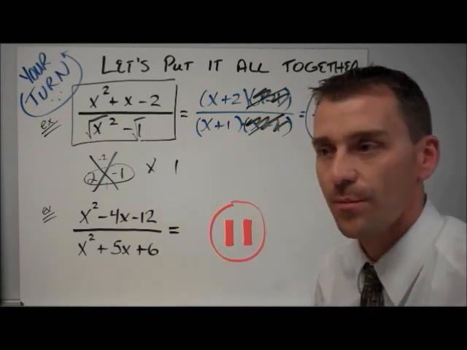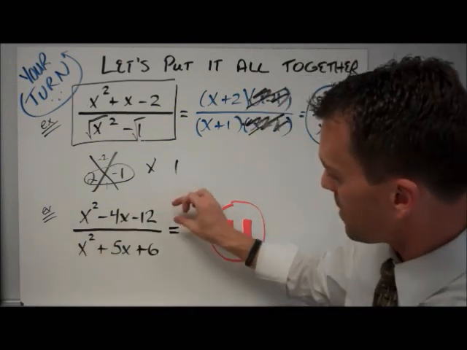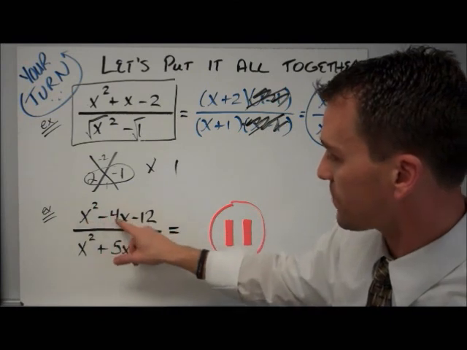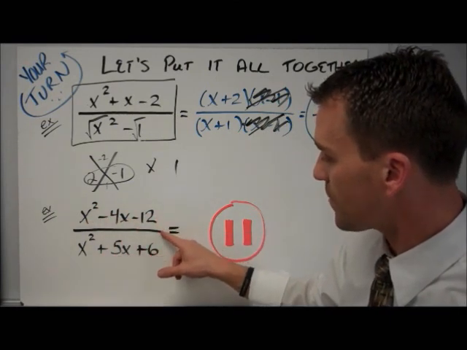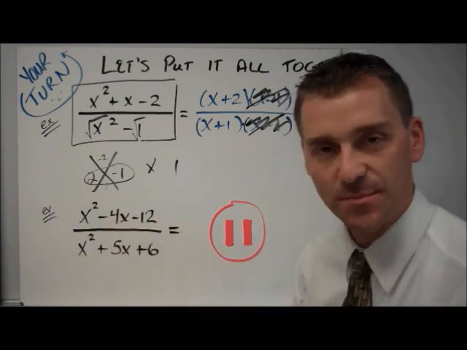You can see the little symbol now for example number 2. Pause it. I want you to do this example right there. There's your numerator, x squared minus 4x minus 12. The denominator is x squared plus 5x plus 6. Take that thing and simplify it.